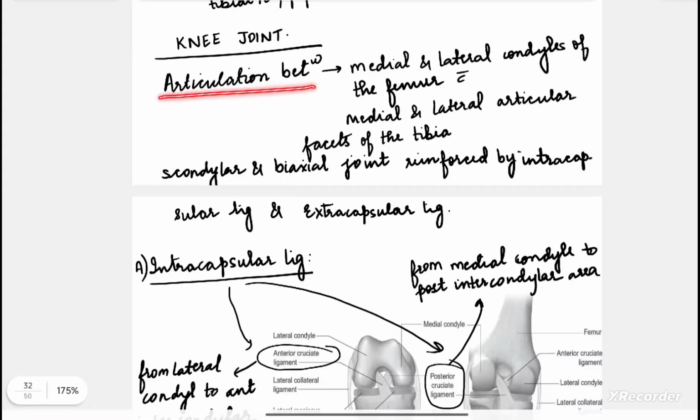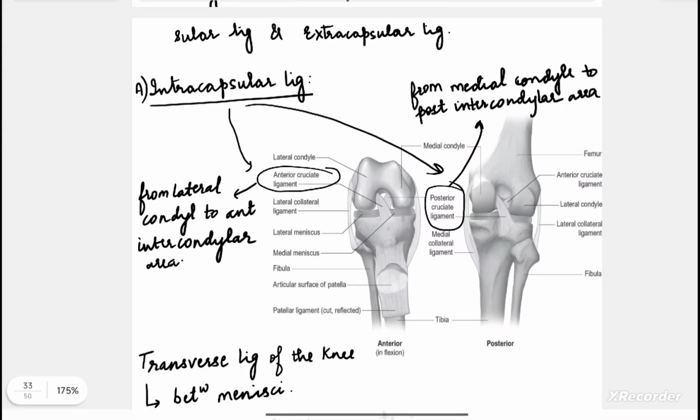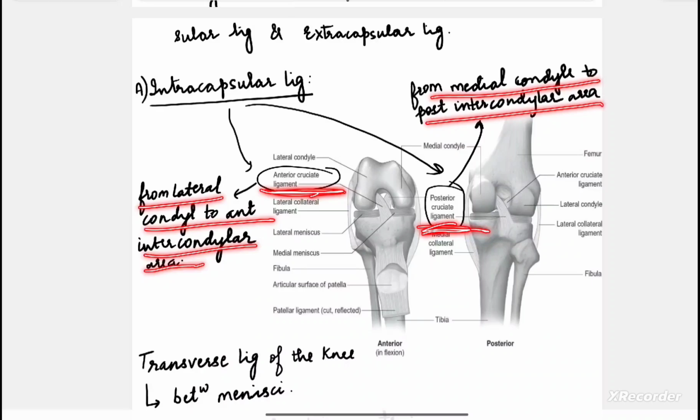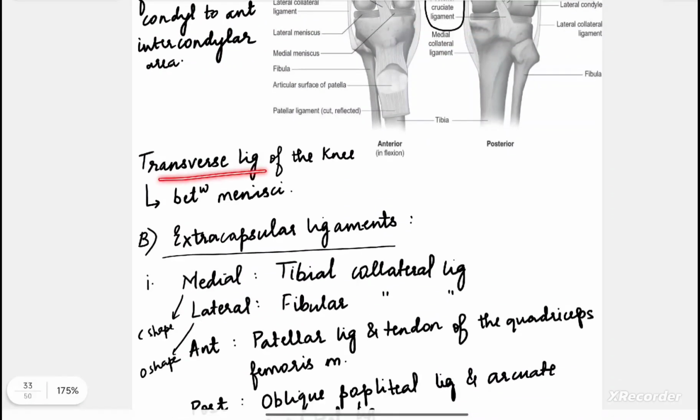Knee joint is the articulation between the medial and lateral condyles of the femur with the medial and lateral articular facets of the tibia. It is a condylar and biaxial joint, reinforced by intracapsular and extracapsular ligaments. The intracapsular ligaments are the anterior cruciate ligament and posterior cruciate ligament. The anterior cruciate ligament runs from the lateral condyle to the anterior intercondylar area, and the posterior cruciate ligament from the medial condyle to the posterior intercondylar area. The transverse ligament of the knee is between the menisci.